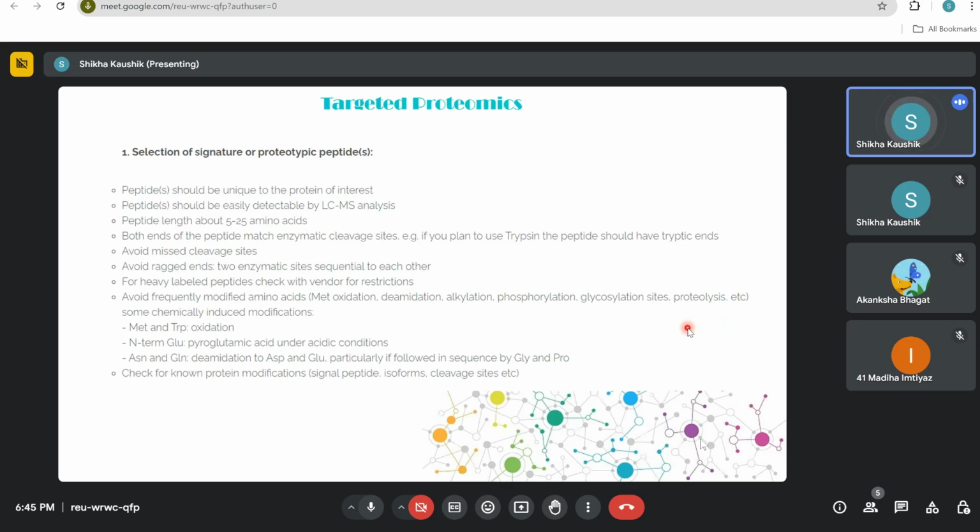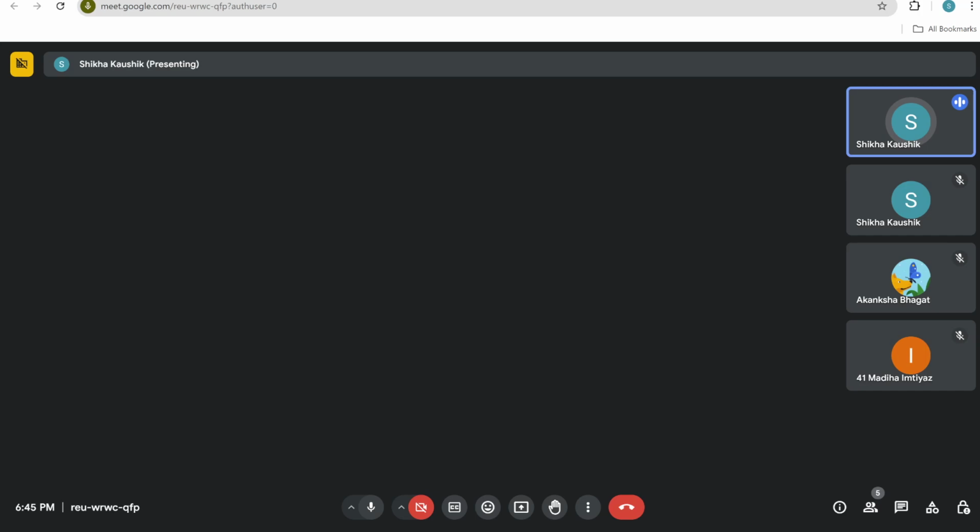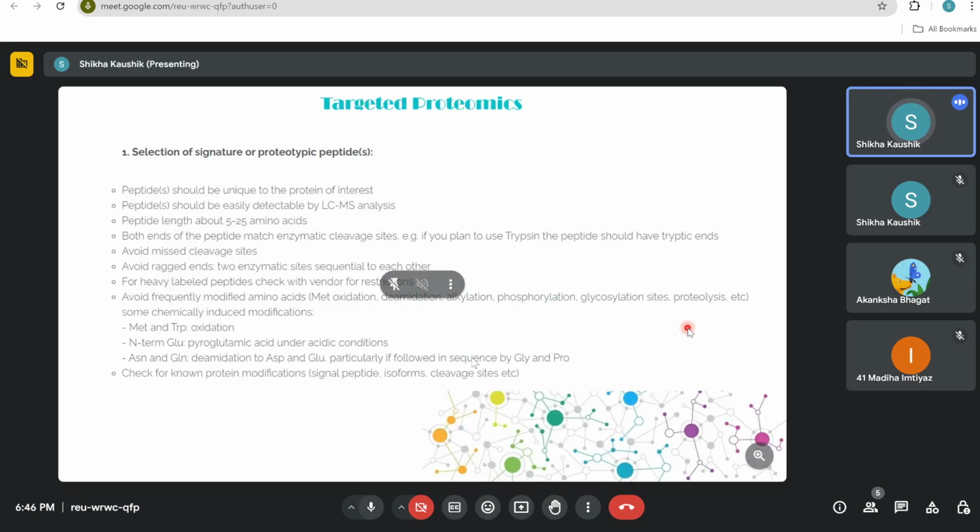Then talking about targeted proteomics, how are you going to select your peptide and how do you work? How do you choose? How do you do your assay development? This is all given in this particular slide. Whatever approach you are going to use, you first need to do a selection of signature proteolytic peptide. The peptide should be unique to the protein of interest. The peptide should be easily detected by LC-MS analysis. Peptide length should be about 5 to 25 amino acids.